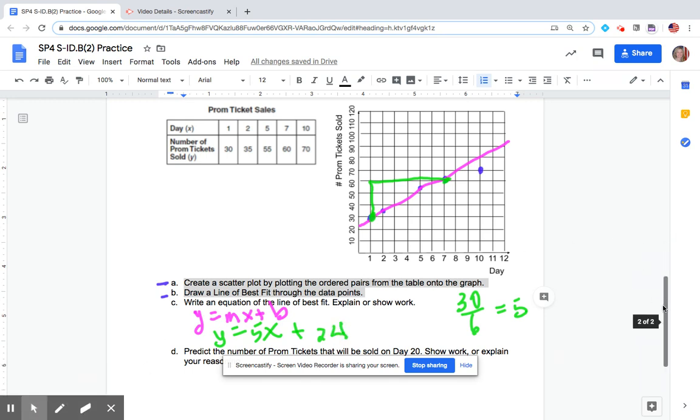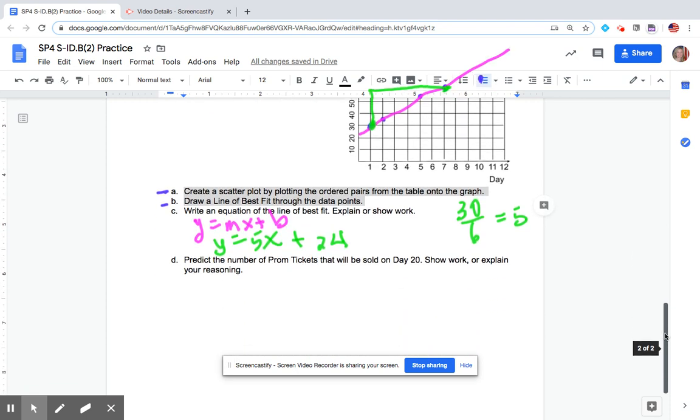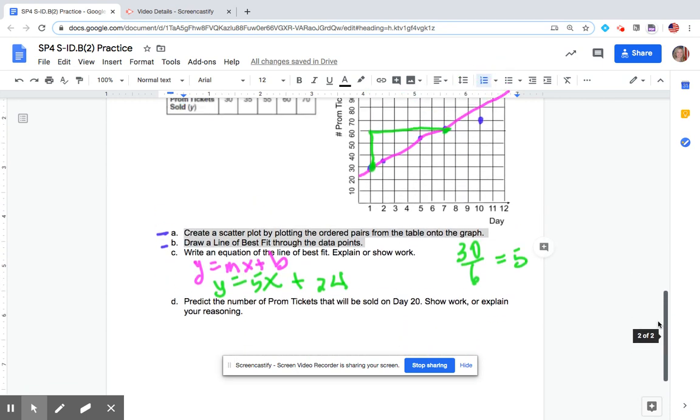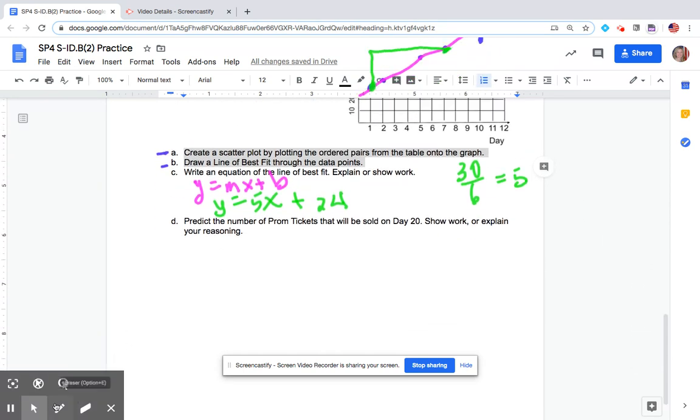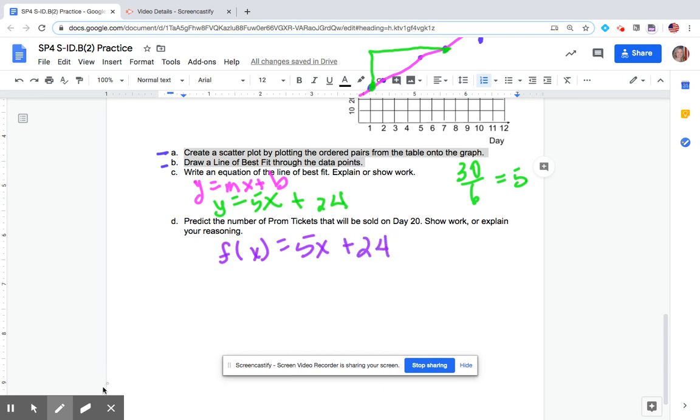Now I want to look at the question that asked me to predict the number of prom tickets sold on day 20. For day 20, I can't really use the graph because it's off the graph, but what I can use is the equation. I'm going to write the equation as a function: f of x is equal to 5x plus 24. I want to find f of 20, because that's the number of tickets that will be sold on day 20. Remember, this is a prediction.